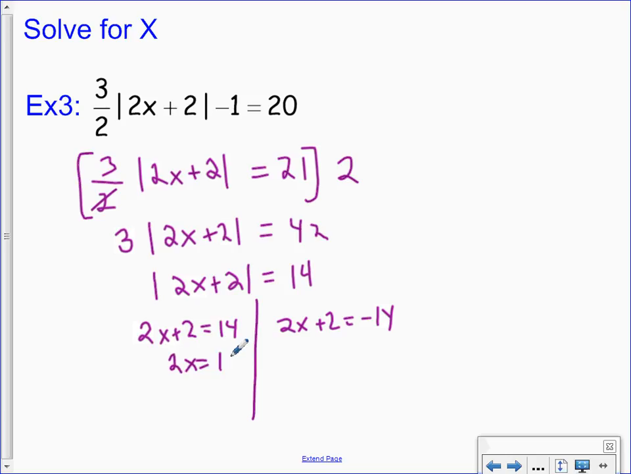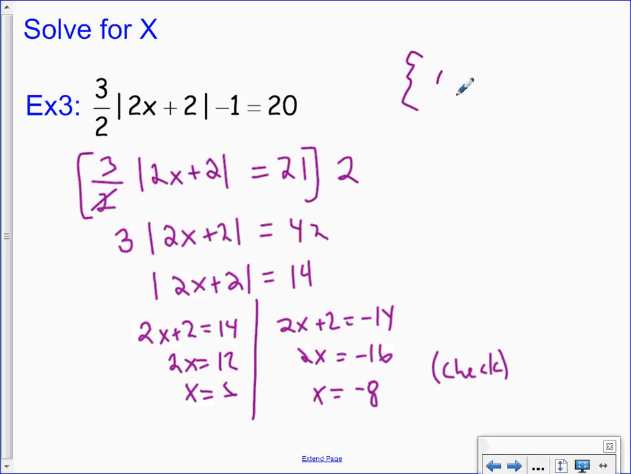2x equals 12, x equals 6. 2x equals negative 16, x equals negative 8. Make sure you check yourself somehow. So the answer, it turns out both of them are true, is 6 and negative 8. There you go. It's good.